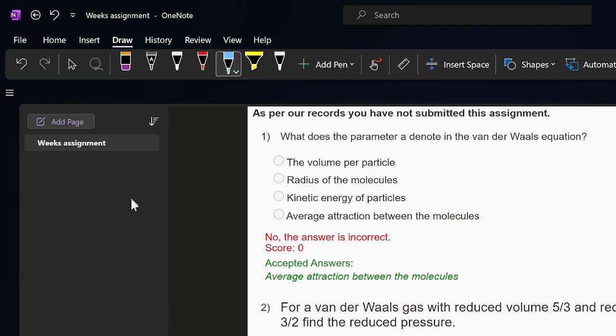So let us begin with the first question and see how to solve it. Let us read the question first. It is asked here: what does the parameter A denote in the van der Waals equation? There are 4 options given, and you have to choose one. Basically, in green here the answer is already given: the average attraction between the molecules. That is, the A parameter in the van der Waals equation actually denotes the average attraction.